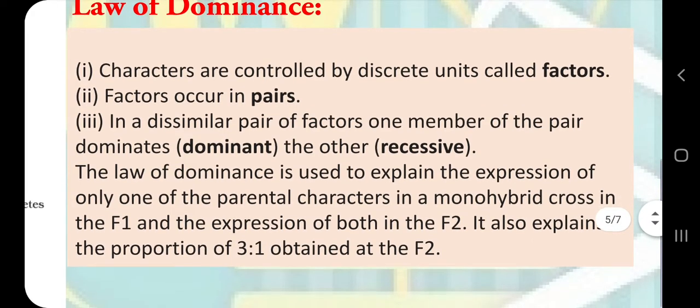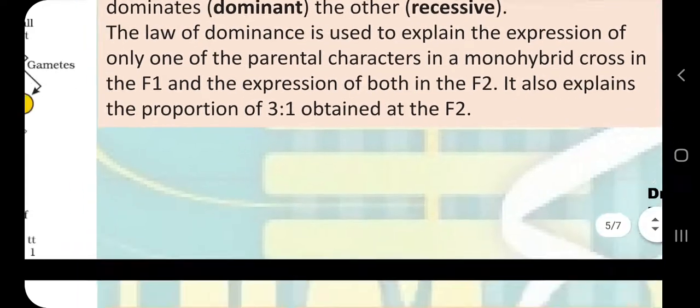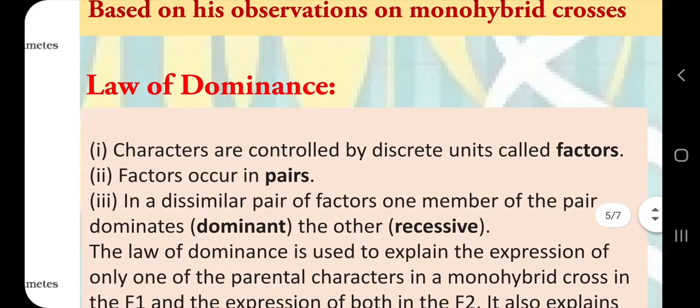Third, in a dissimilar pair of factors, meaning in a heterozygote organism, one member of the pair is dominant and the other is recessive. So the law of dominance is used to explain the expression of only one parental character in a monohybrid cross in the F1 and the expression of both in the F2. It also explains the proportion of 3 to 1 obtained in the F2. So this was the law of dominance.